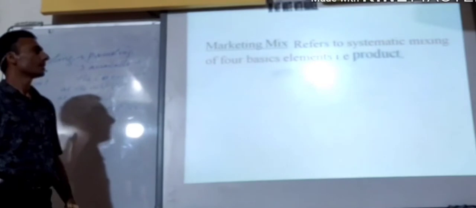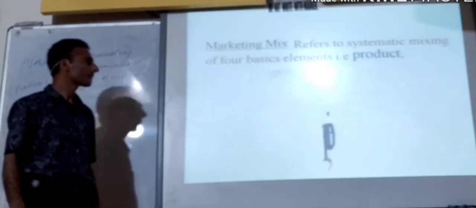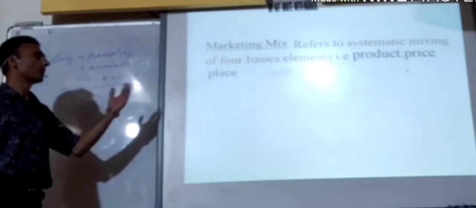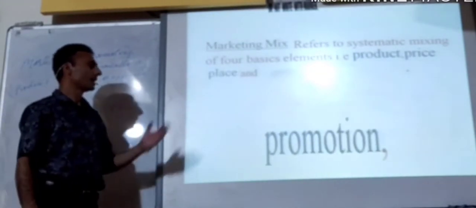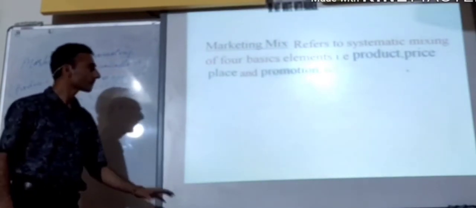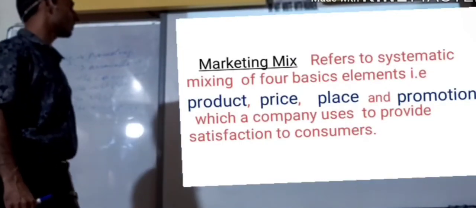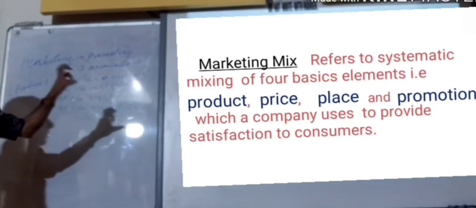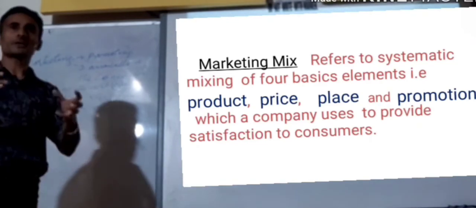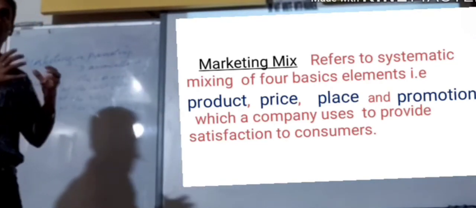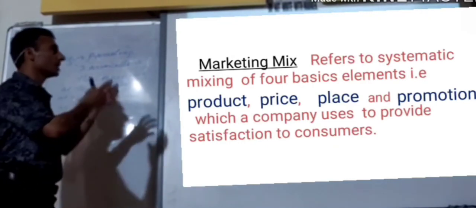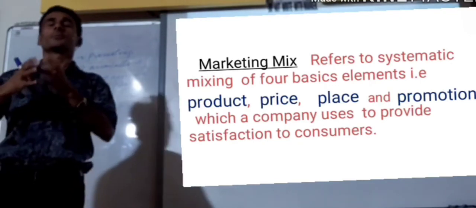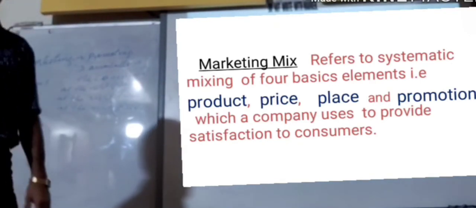These are the product, which we know, the price, place, and promotion, which a company uses to provide satisfaction to consumers. These are the four basic elements which are mixed in certain proportion so that the objective of the business organization is achieved, and at the same time provides consumer satisfaction.